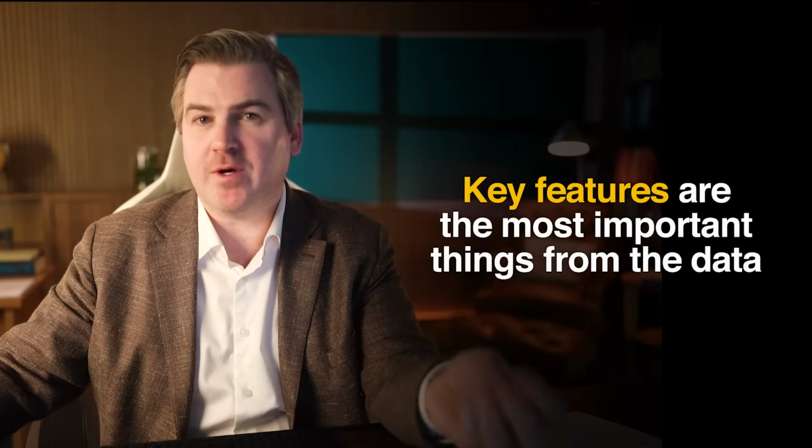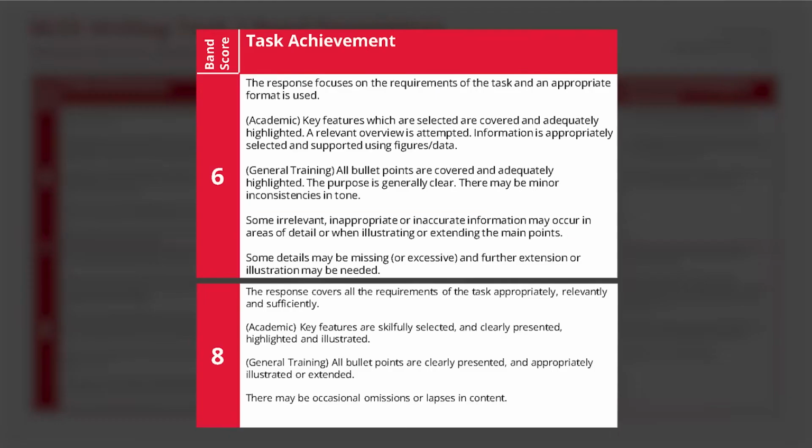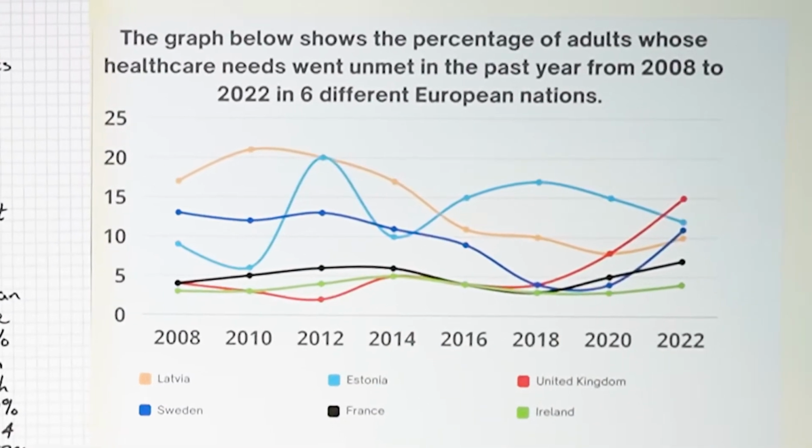These are the most important things from the data. And it says key features may be irrelevant, inappropriate, or inaccurate. So what it's saying there for Band 6 is you do have an overview and you are including some key things, but they might be inaccurate, they might be unclear, or they might be confusing. So just writing an overview isn't enough. It needs to be accurate, it needs to be clear. So we need to focus in on the data.